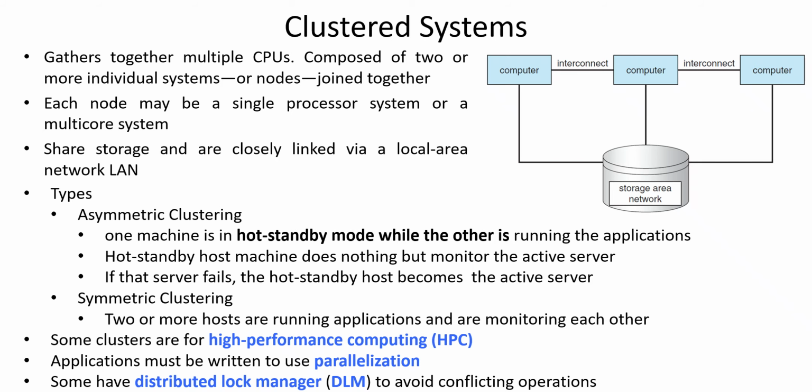Let's look at clustered systems. These gather together multiple CPUs and are composed of two or more individual systems or nodes joined together. Each node might be a single processor system or a multi-core system on its own. What defines a cluster is that these nodes share storage and are closely linked via a local area network.